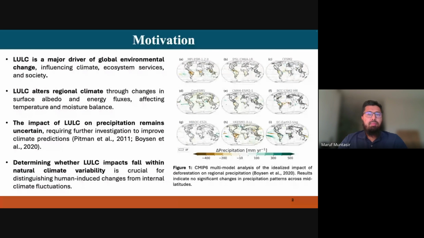It is important to determine whether LULC impacts are part of natural climate variations or caused by human activities. Here we can see Figure 1. It is from Boysen et al. And we can see that there are no significant changes in precipitation patterns across mid-latitude due to deforestation in all the models.